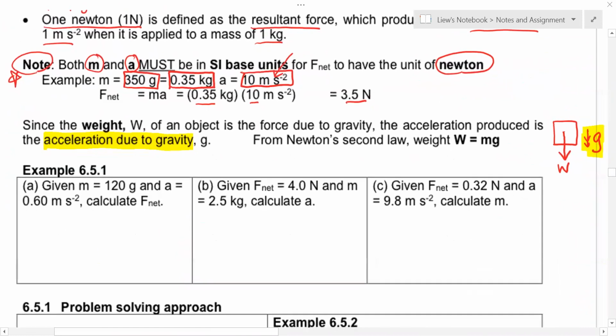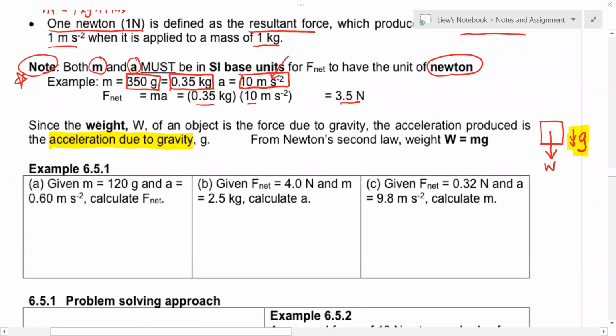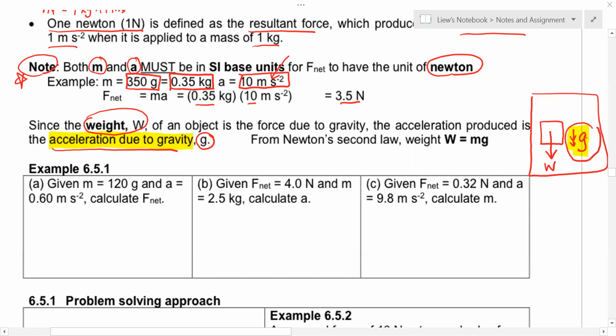If an object is undergoing free fall, then the only force acting on the object will be its weight. And the object is then said to be accelerating at the acceleration due to gravity G. So over here, this is the free body diagram of the object that is only experiencing its own weight. It will be accelerating at acceleration due to gravity G. So applying Newton's second law, F net on the object is weight, and its acceleration is G. So we can represent it as weight equals mass times G.